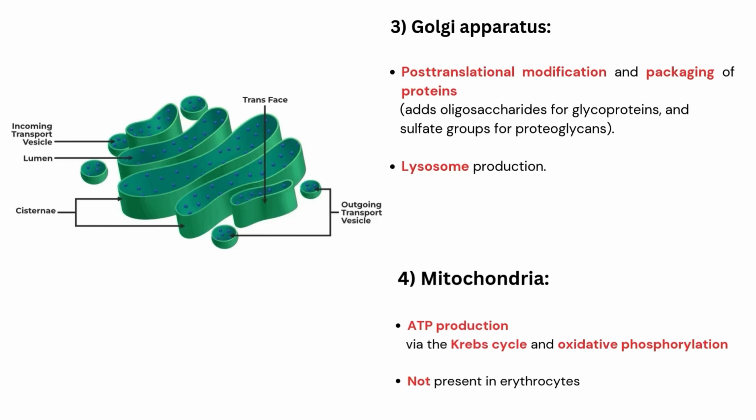Now, talking about mitochondria. We all know there is energy production in mitochondria. So, ATP production via the Krebs cycle and oxidative phosphorylation, and it is not present in RBC. Very important line, mitochondria are absent in RBC.